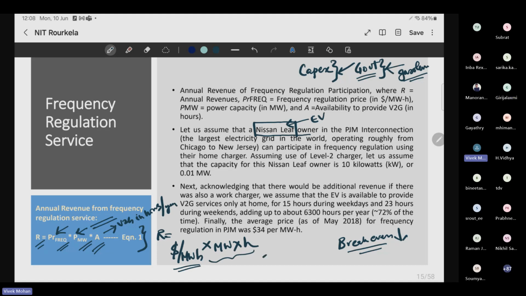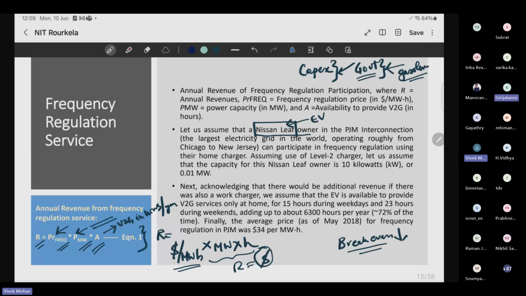So your answer is dollars, right? So your R will be dollars. This is the annual revenue generated by the EV owner from the frequency regulation service. Okay. Now, let's see whether this is a feasible proposition or not in case of a Nissan Leaf owner.